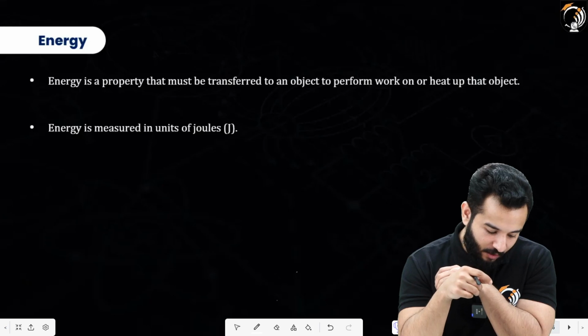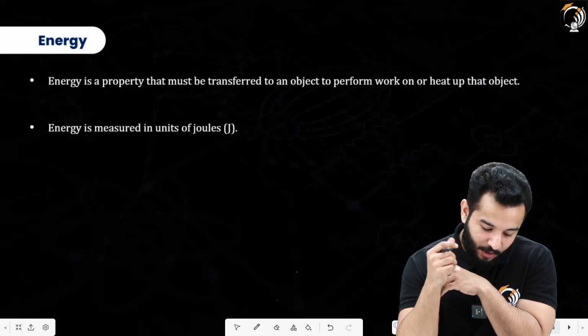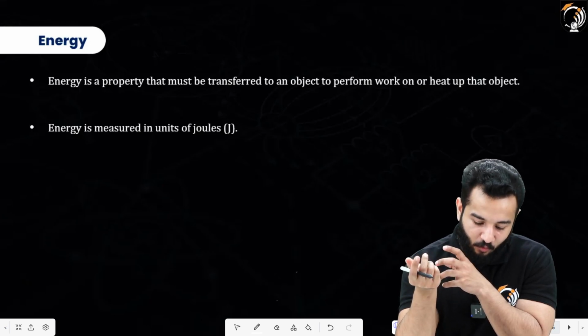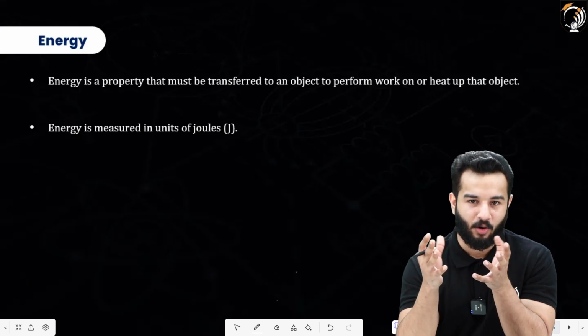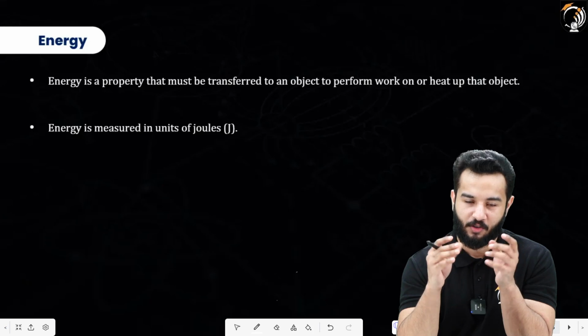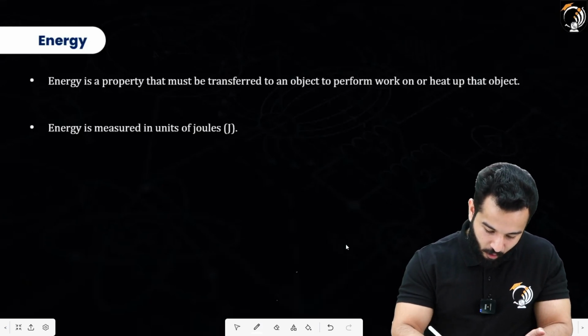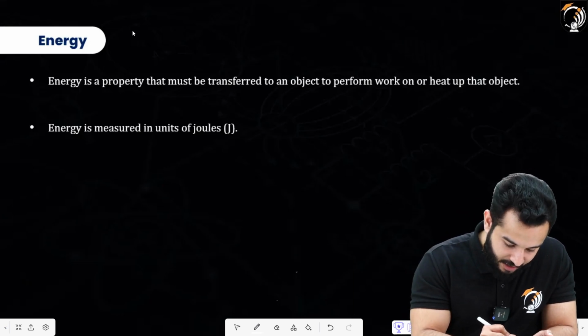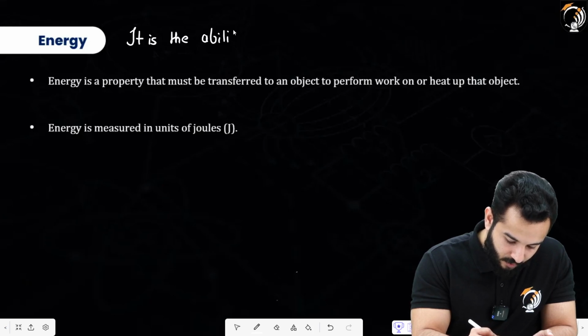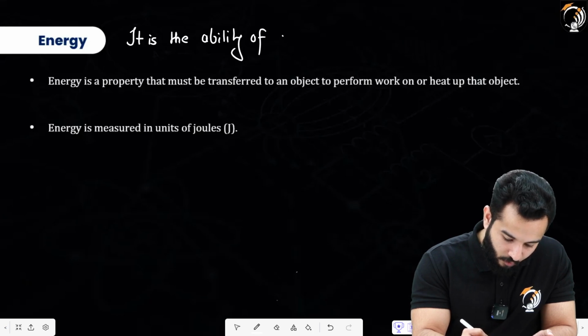For now, we have written it as: energy is a property that must be transferred to a body to perform work or heat up that body. So this is just one sort of definition. Another definition is that energy is the ability of a body to do work.